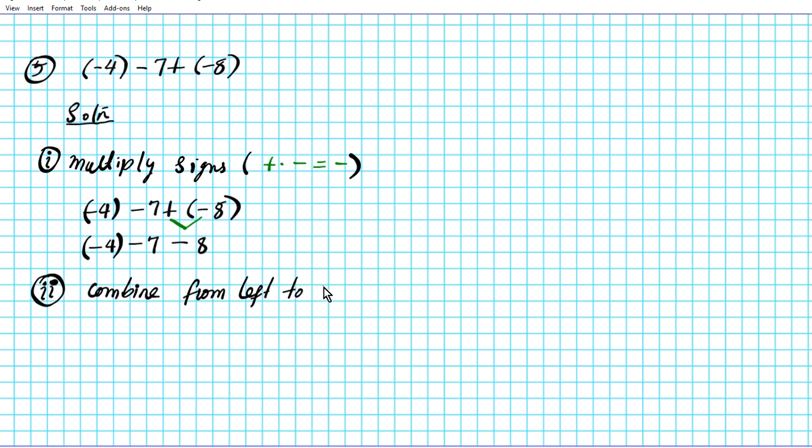In this particular case, we have the same sign across. So we're going to just use that one rule. If you have the same sign, you add and keep the sign. Okay? Add and keep the sign. So the only one sign we have here is just negative. So our final answer will definitely be negative. Okay, so negative 4 minus 7 minus 8.